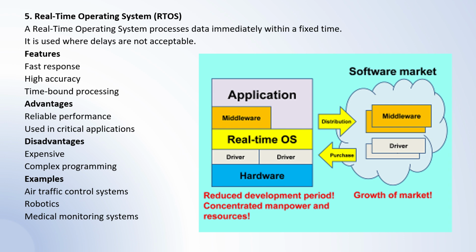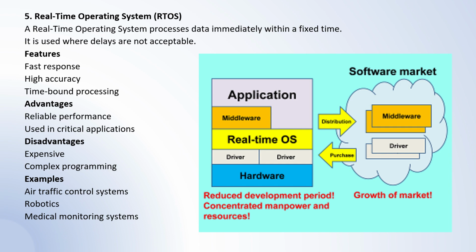Advantages: stable performance, immediate processing, suitable for critical systems. Disadvantages: complex programming, expensive development. Applications: robotics, medical systems, industrial automation, missile systems. A real-life example is a heart monitoring machine in hospitals, which must respond immediately without delay.